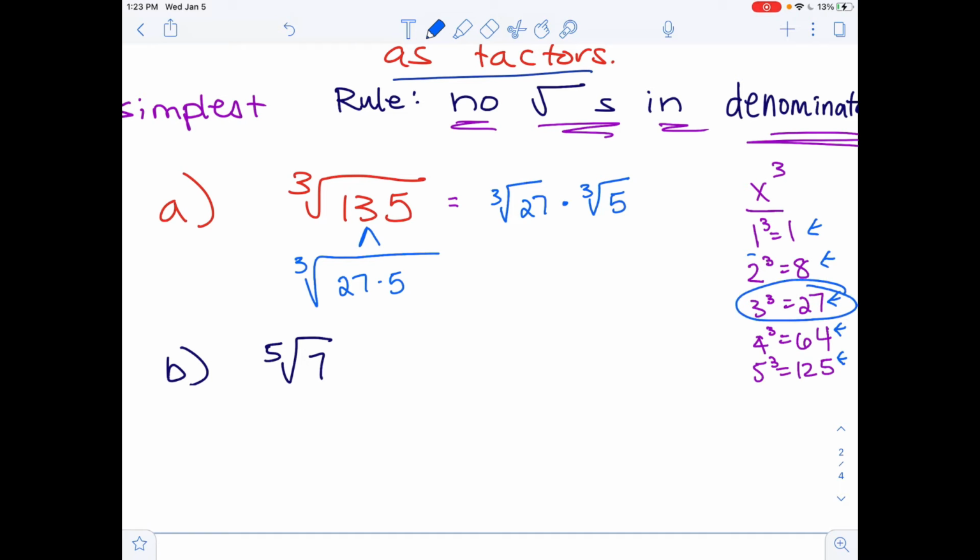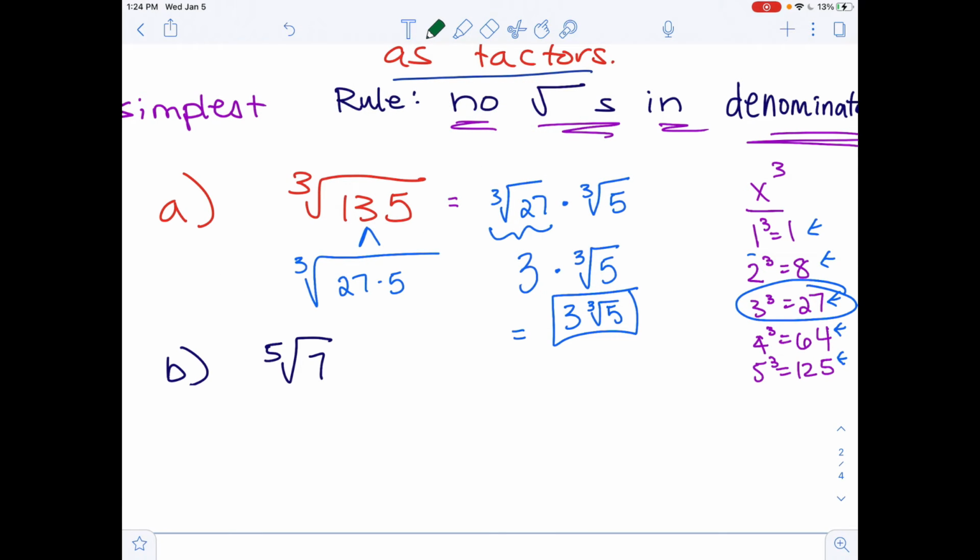And because I know the third power of 3 is 27, I know the third root of 27 is just a 3. And this gets multiplied. That third root of 5 really can't work at all, so this simplifies to 3 times the third root of 5.